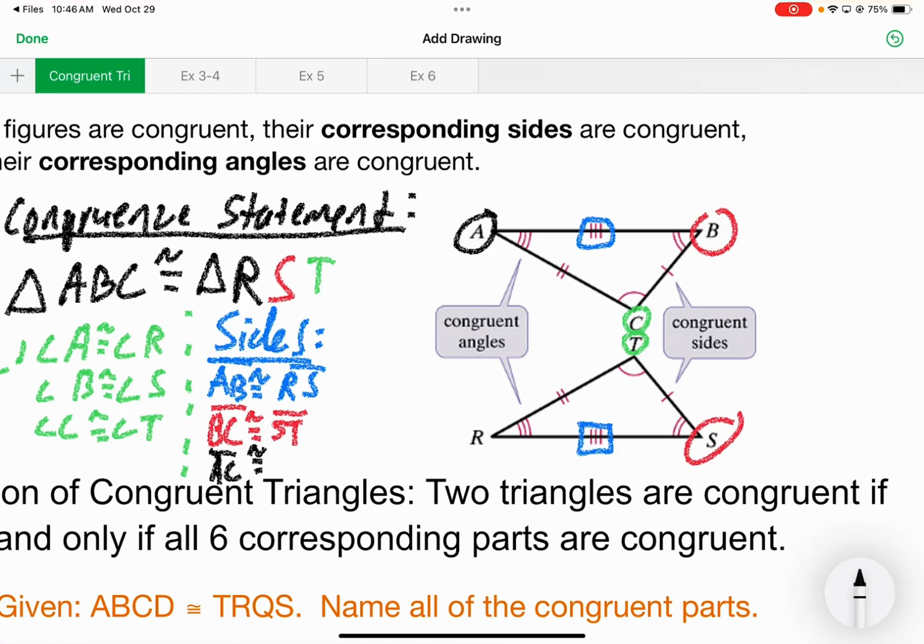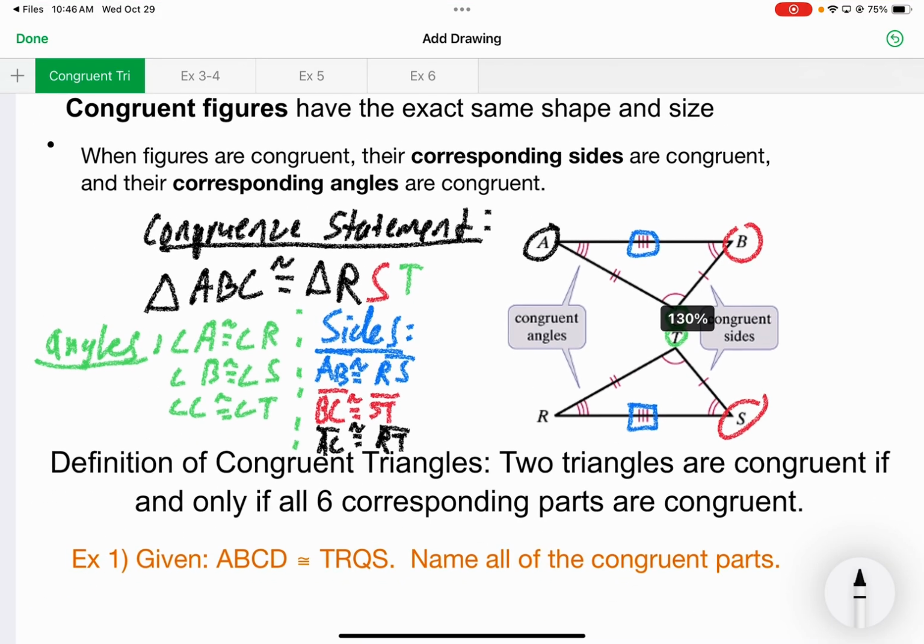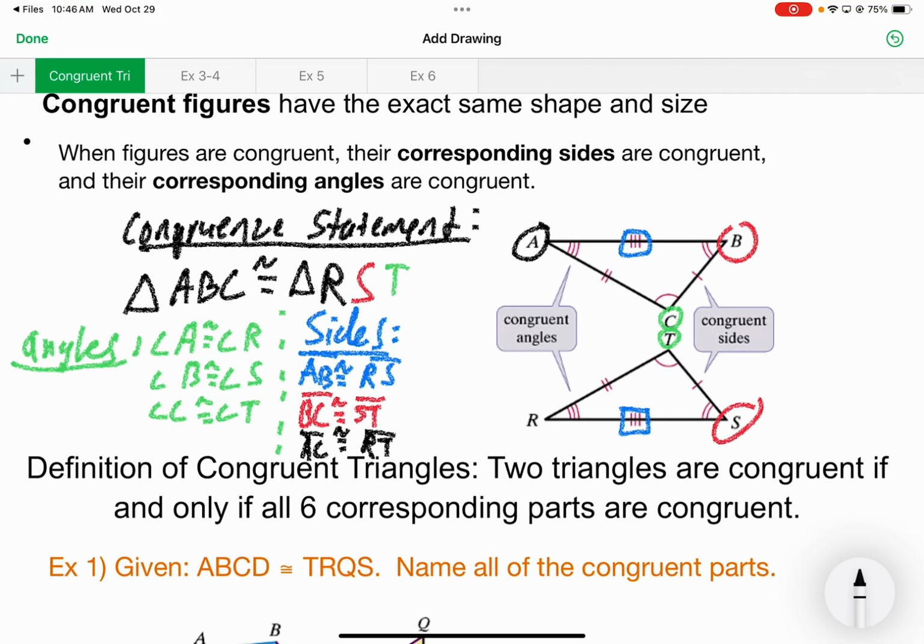RT, good. Yeah, RT. All right, cool. You guys will be doing that a couple times for your homework tonight, listing all of your corresponding sides and all of your congruent corresponding angles, okay? Now, the other thing I wanted to show you is if I write my congruent statement appropriately, I don't even need a picture, okay?